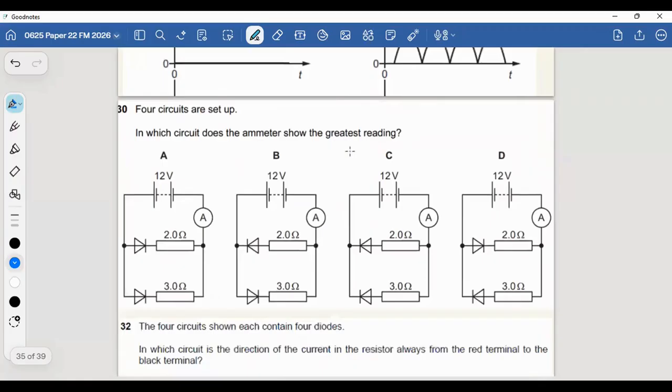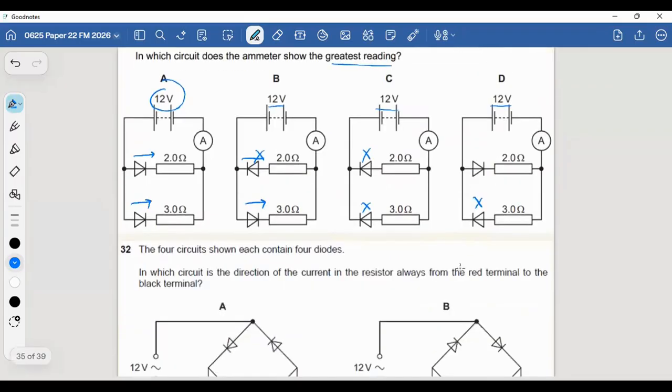Next, four circuits are set up. In which circuit does the ammeter show the greatest reading? The greatest reading means maximum current, right? Everyone has a 12-volt battery. Now see in which the current is flowing. This is allowing current to flow through it. This is not allowing current to flow through it. From here, current is flowing. These both are not allowing the current to flow, and this is also not allowing the current to flow. Now we need to work out in which the ammeter has the maximum reading.